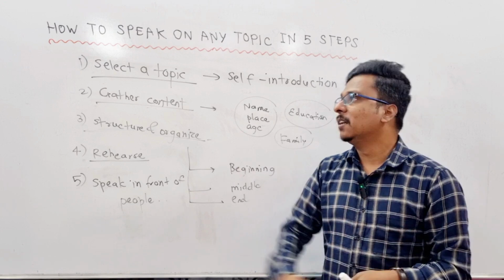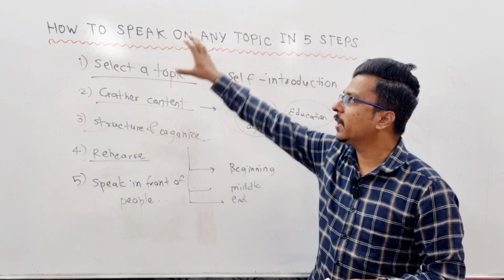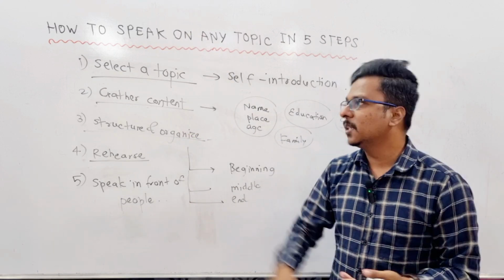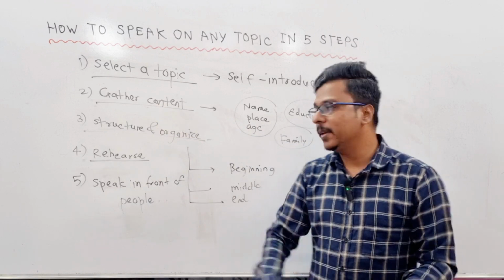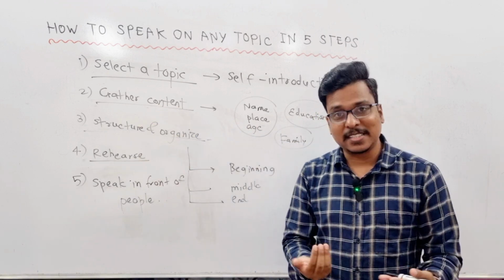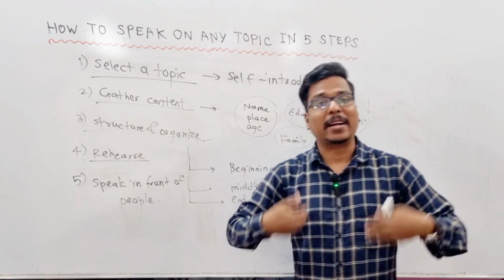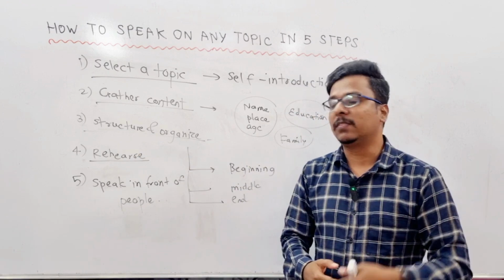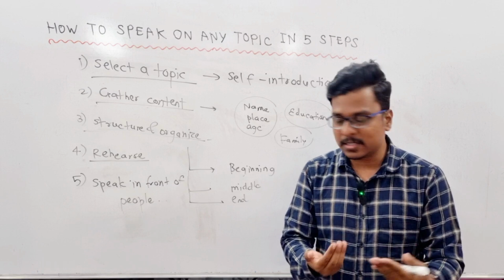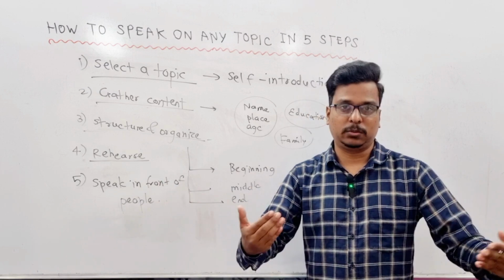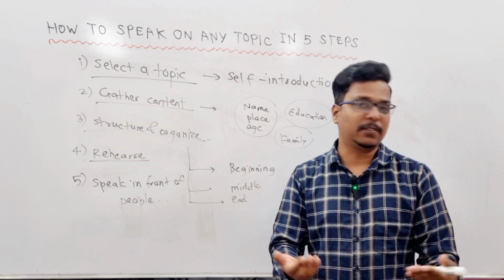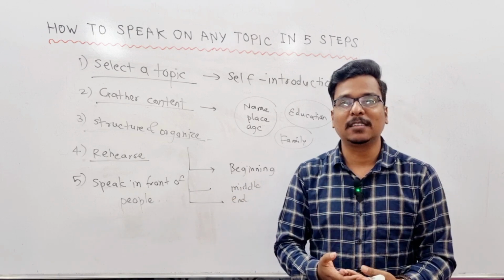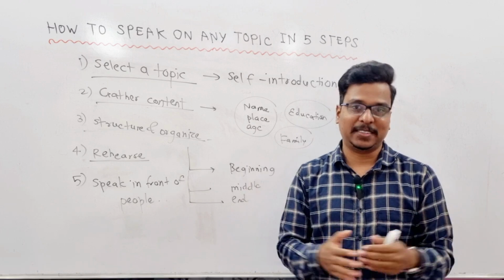So to summarize, these are the five steps using which you can talk about any topic under the sun. First, you decide your topic, then you gather content for that topic, then you logically structure and organize that content, and then practice delivering that content, preferably in front of a friend or record yourself, and then you actually go in front of people or climb up a stage and actually speak in front of people. If you do that, you can speak on any topic.